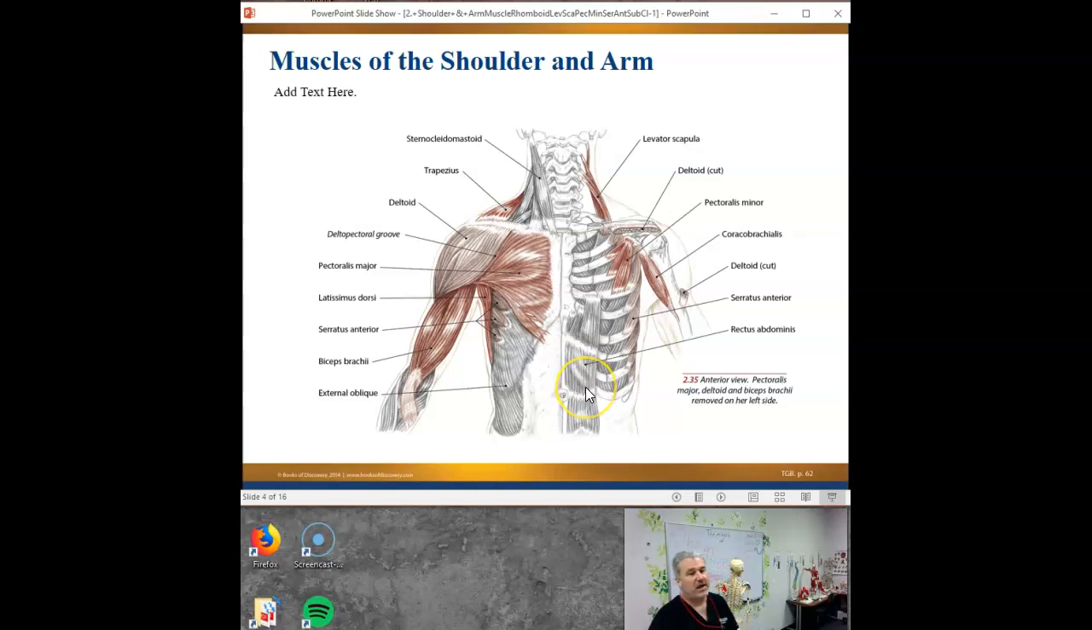Okay. I want you to take a really close look at this slide on page 62. I want you to find the serratus anterior. It's on the left-hand side. They're very hard to see. They look like a couple little fingers sticking out. They are coming out from underneath the lats, because they run deep to the lats. They're underneath the lats, the latissimus dorsi.